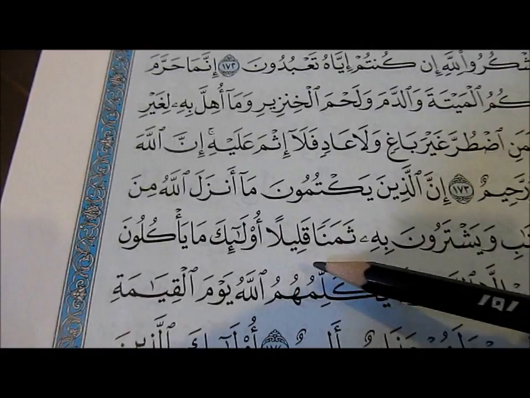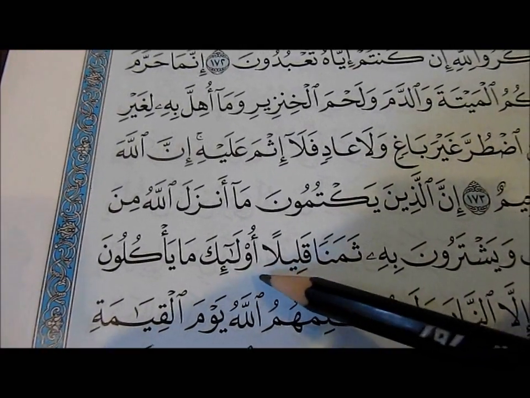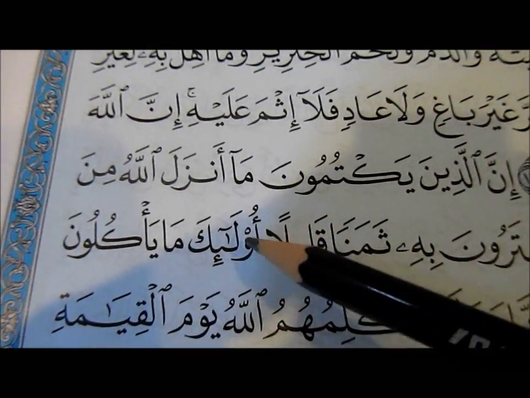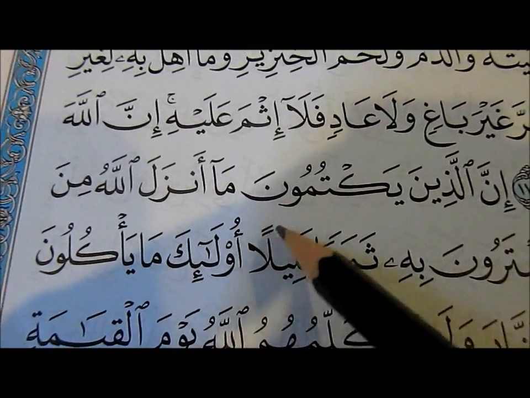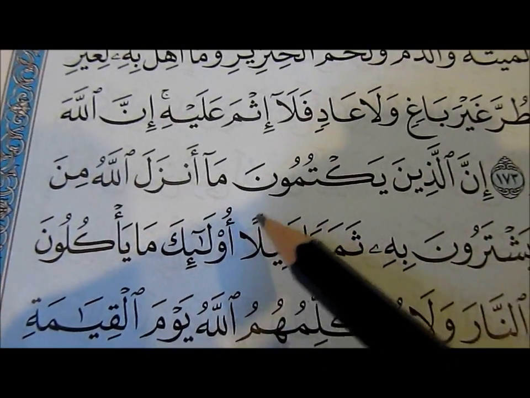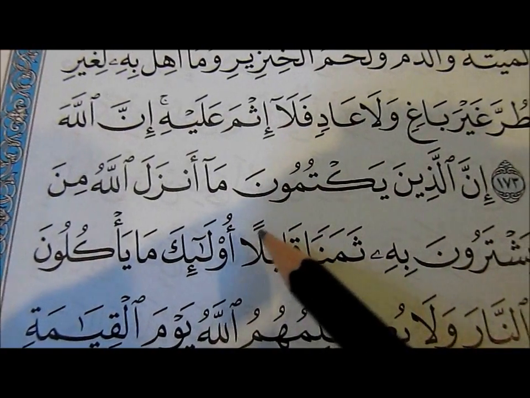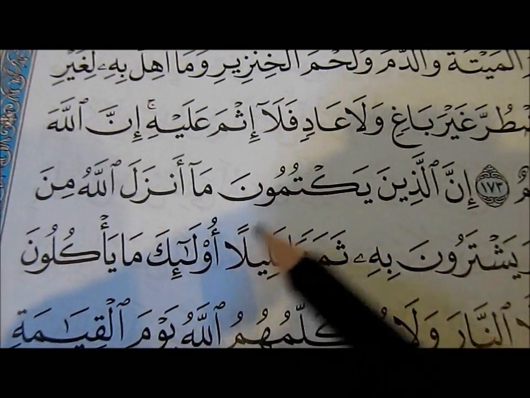Here's another one. You see this one, thamanan qalilan. You see that? That's a tanween coming, and after that there's a hamza, qalilan. So you see the tanween, it's sitting one on top of the other. It's perfectly like it should be, qalilan. There's no movement in that. Okay.